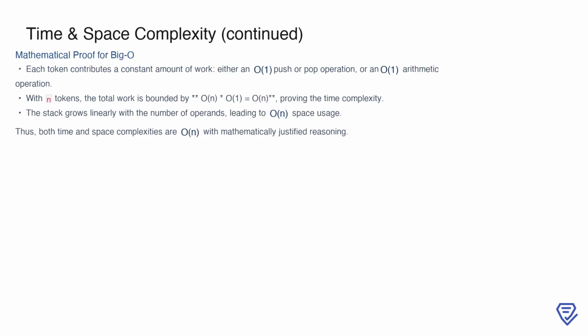To mathematically prove the time and space complexities, consider that each token contributes a constant amount of work. Whether it's a push, pop, or arithmetic operation, each step is O(1). With n tokens in the input, the total work is O(n) multiplied by O(1), which simplifies to O(n).